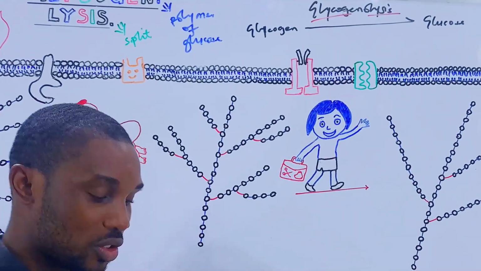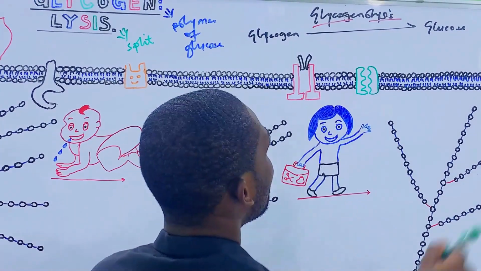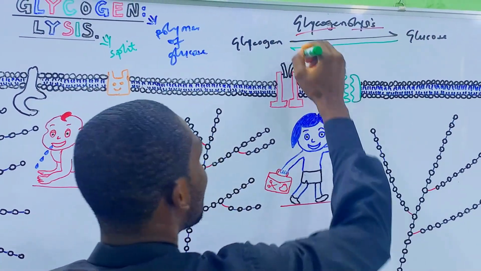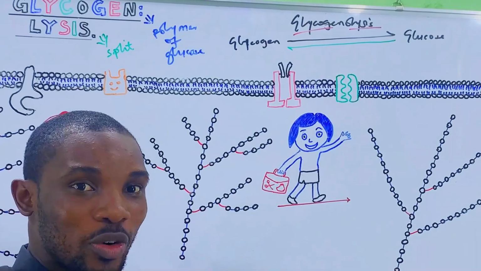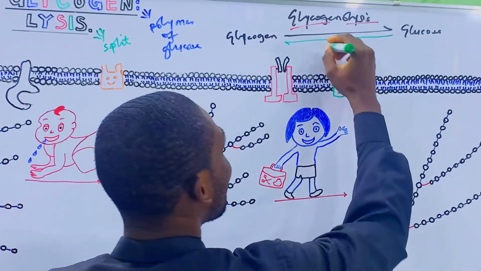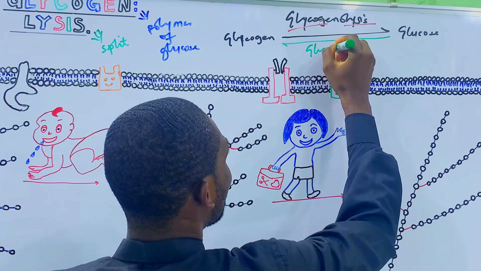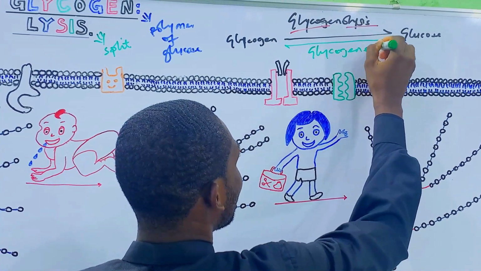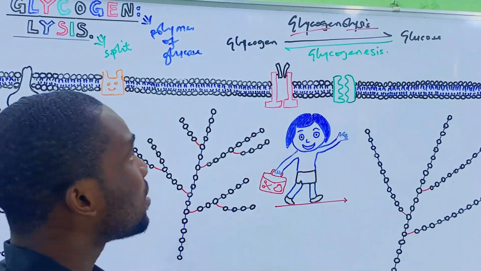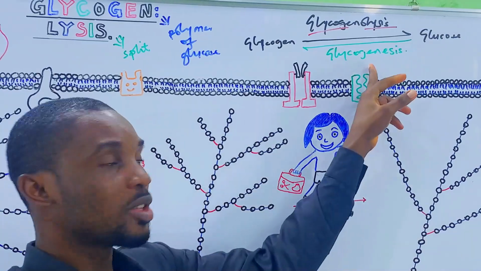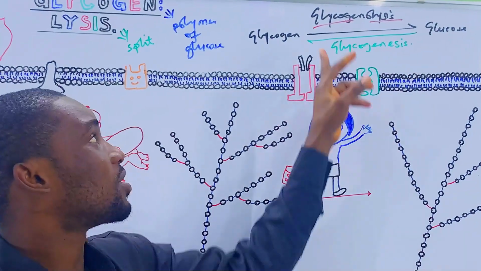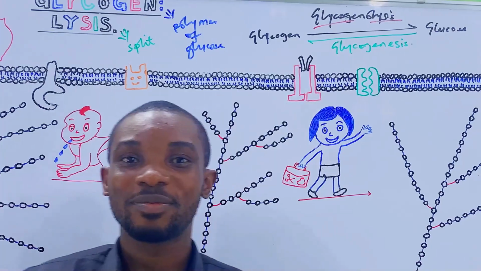Then when the reverse reaction is carried out, which is a polymerization of glucose molecules, we have glycogen, right? This reaction is called glycogenesis. We discussed glycogenesis in the previous lecture, and today we'll discuss glycogenolysis.